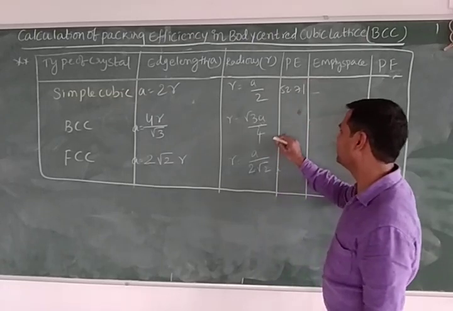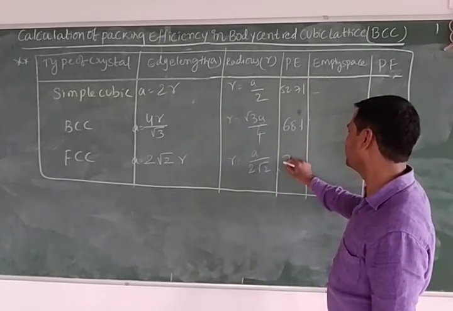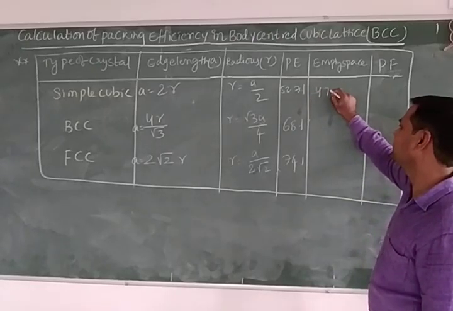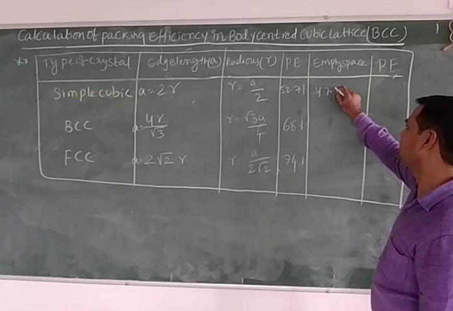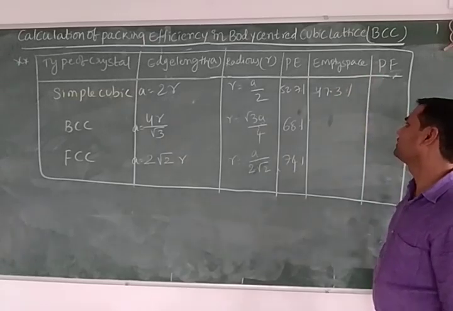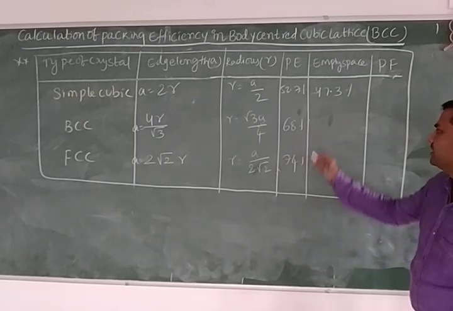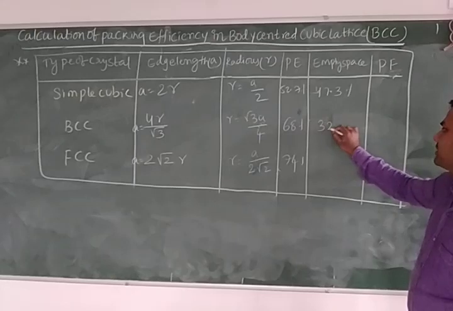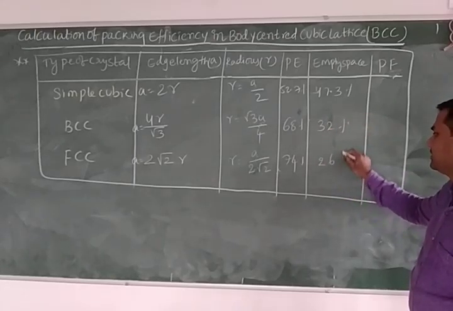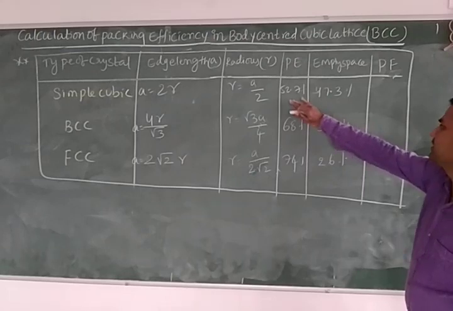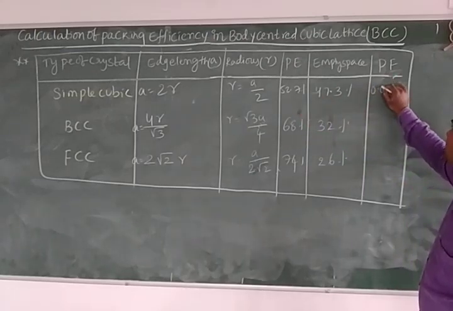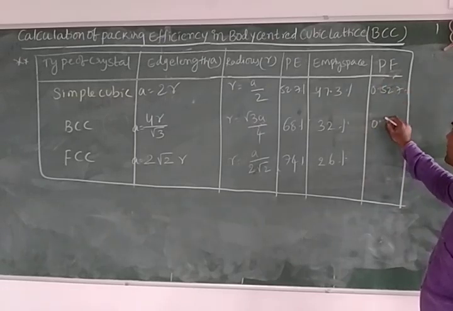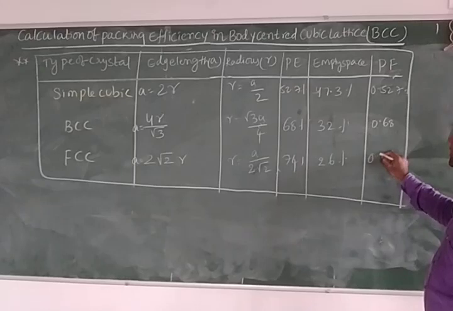52.7%. And here we got 68%. Here we got 74%. Next to 52.7, approximately we get 47.3%. 47.3% is empty space, and here you got 68%. 100 minus 68 becomes how much? 32%. And here you got 26%. Right, and here divided by 100. So 0.527, and here you got 0.68 and here 0.74.